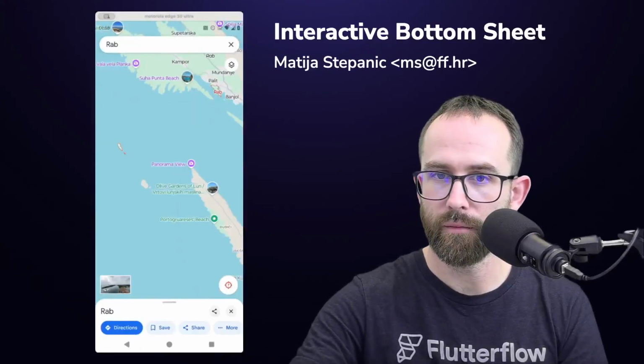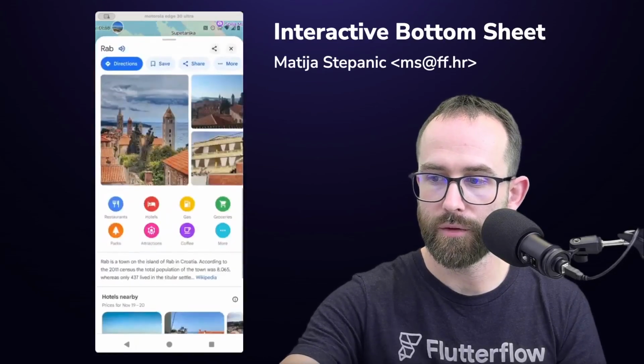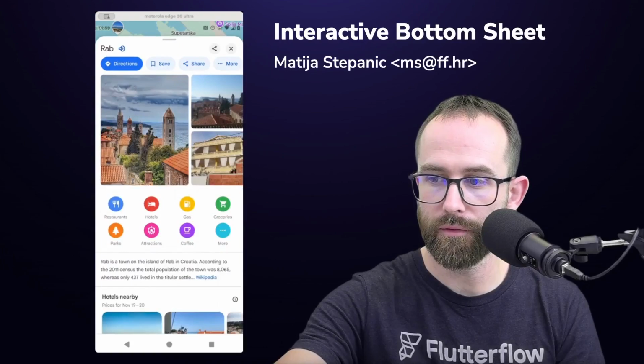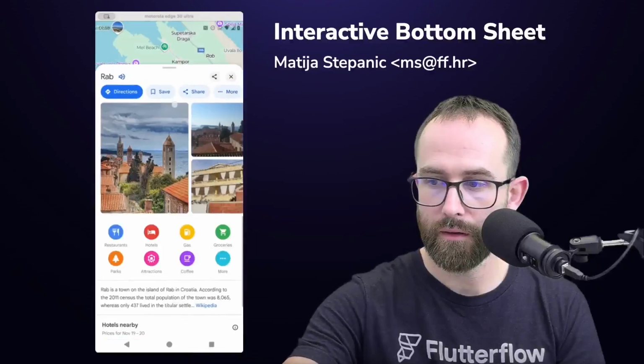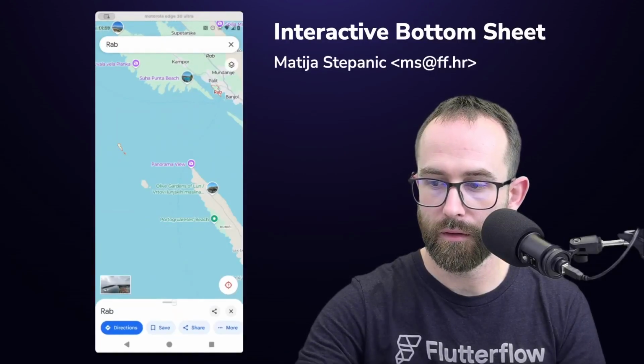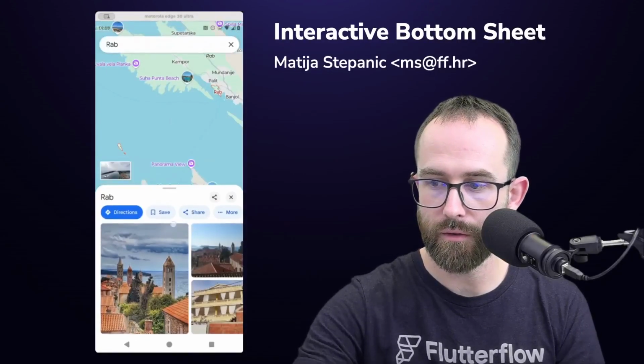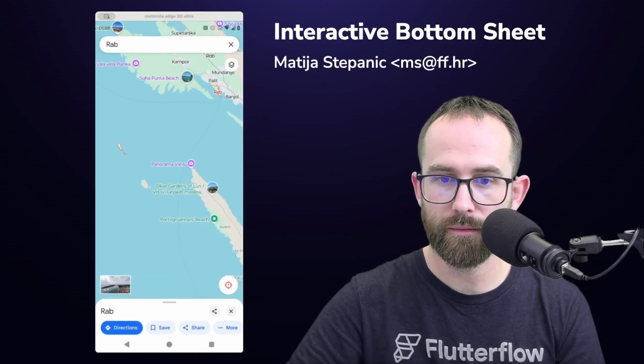The inspiration for the interactive bottom sheet is from the Google Maps app. If you just drag it, you have the completely full height, you have minimal, and then you have one in the middle. Those are the three stages of the bottom sheet in Google Maps.